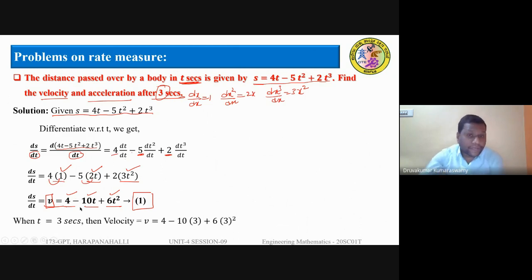Now what we have to find? Velocity after 3 seconds, right? So when t is equal to 3 seconds, substitute 3 in place of t everywhere. Okay, so velocity v is equal to 4 minus 10 into 3, 3 in place of t, plus 6 into, in place of t square, there also we have put 3 square.